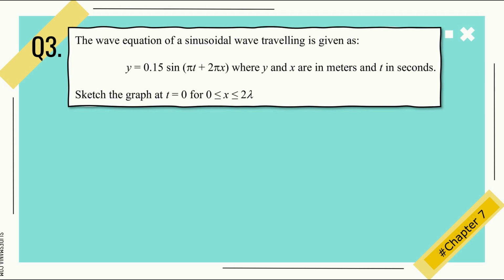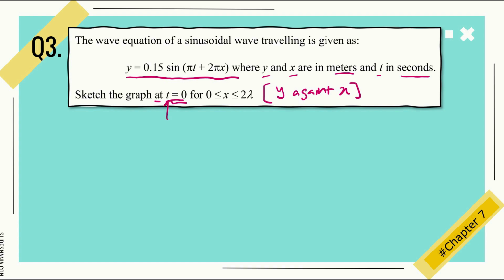Question number 3. The question is: the wave equation of a sinusoidal wave traveling is given by this equation, where y and s are in meters and t is in seconds. Sketch the graph at t equal to 0, which means that we want to sketch the graph of y against s, because t is equal to 0.